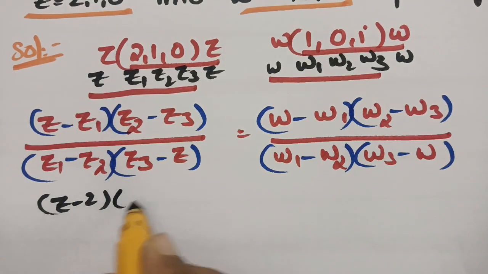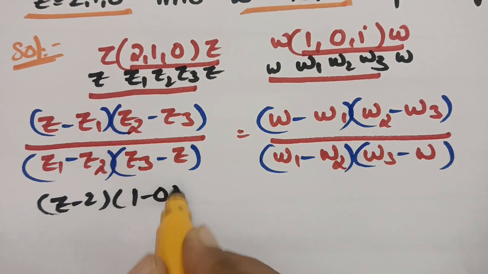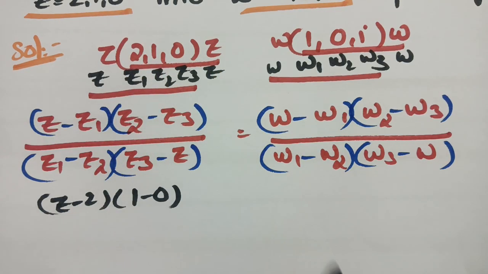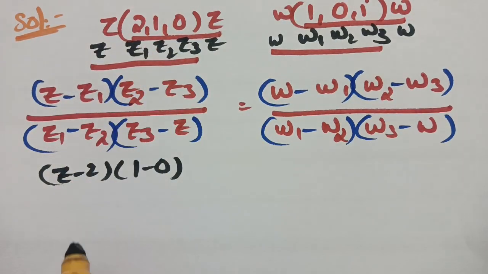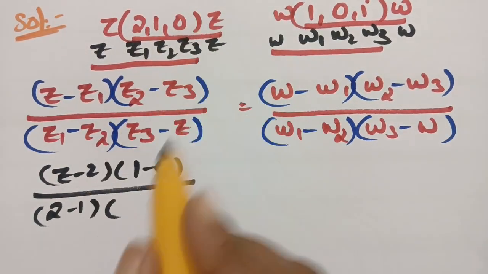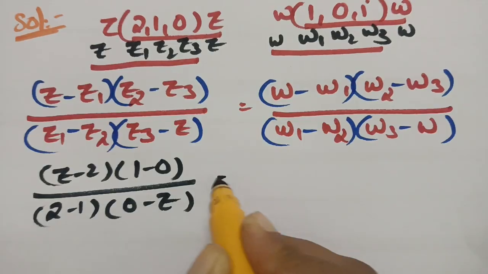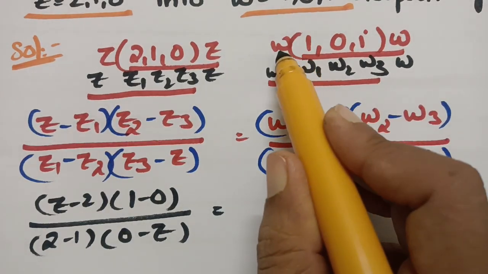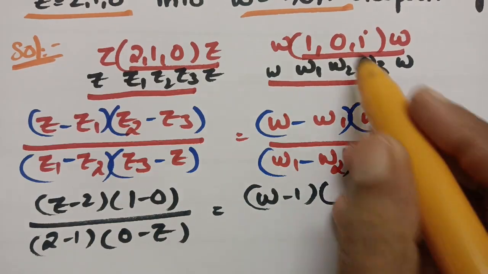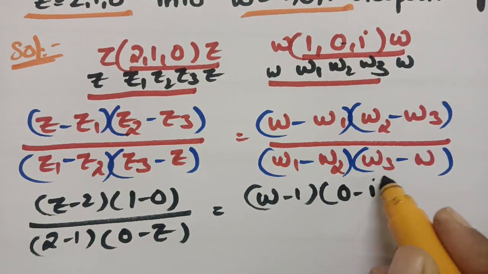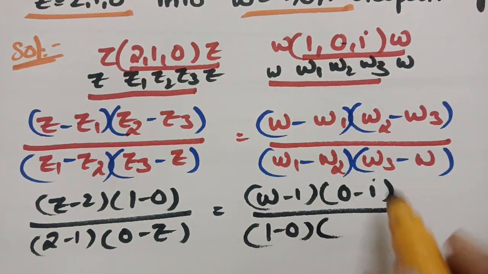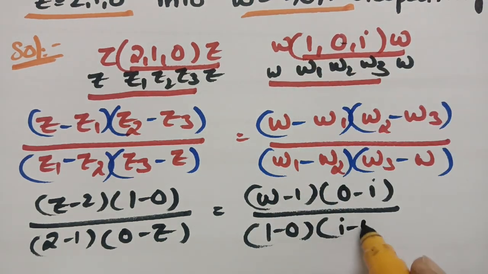Now we have to substitute all the 4 points here, that is z minus 2, 1 minus 0, z minus 2, 1 minus 0. From the denominator we have to take 2 minus 1, so divided by 2 minus 1 and 0 minus z. Clear? And next, here also the same thing. First of all, we have to consider the 4 points, that is w minus 1 and 0 minus i, divided by 1 minus 0 and i minus w.